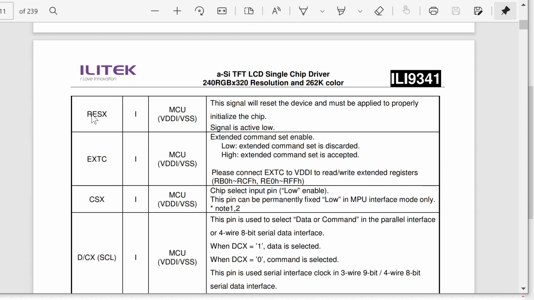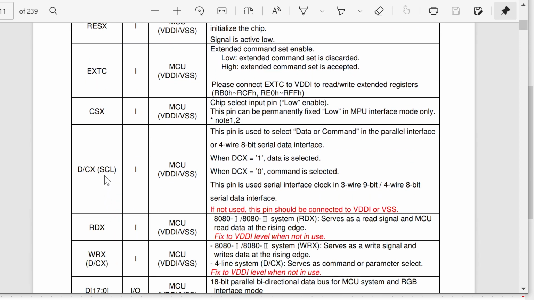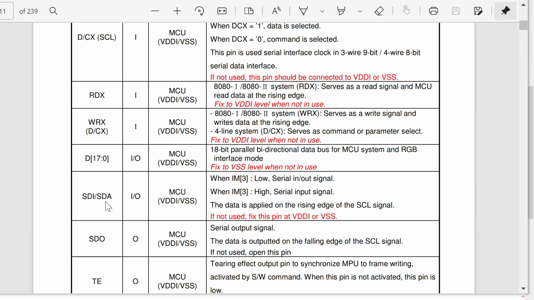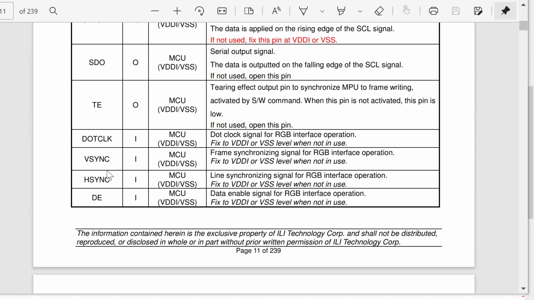So next, this is a reset. This is CS, reset. CS is the chip select input pin. Okay. SCL is for the shared data interface. This is for read. This is for write. This is for data. The data from 0 to 17 is 18-bit, okay? But we just use 16 of it. And this is shared out. This kind of pin, we didn't use it. The LCD module didn't wire it out. Okay. So this is for the RGB interface.